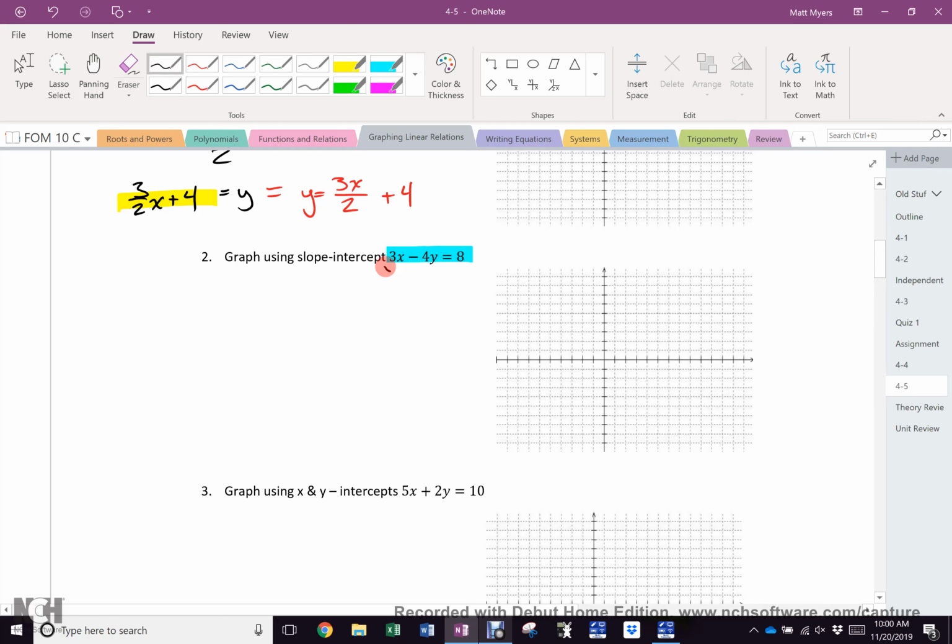This is what we call standard form. And the rules are the same, but it's ax plus by equals c instead of 0. I don't know why we have them both. We just do.